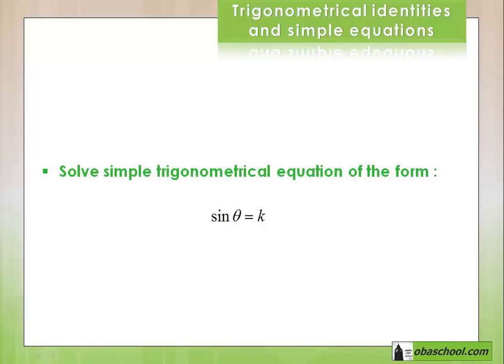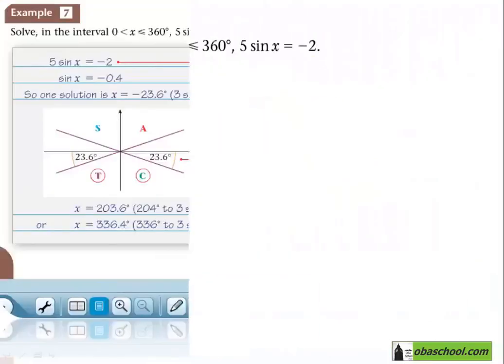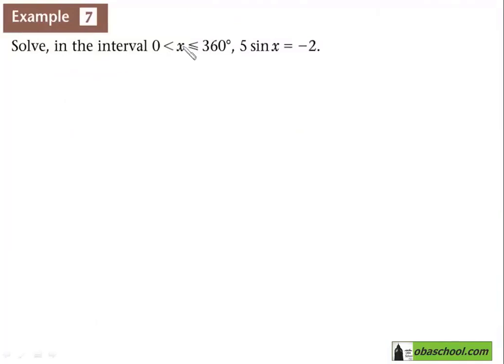In this tutorial, we are continuing the objective of solving simple trigonometrical equations of the form sin theta equals k. Look at the example. Solve in the interval where x is between 0 and 360 degrees. The equation is 5 sine x equals minus 2. The 5 is multiplied by sine x.